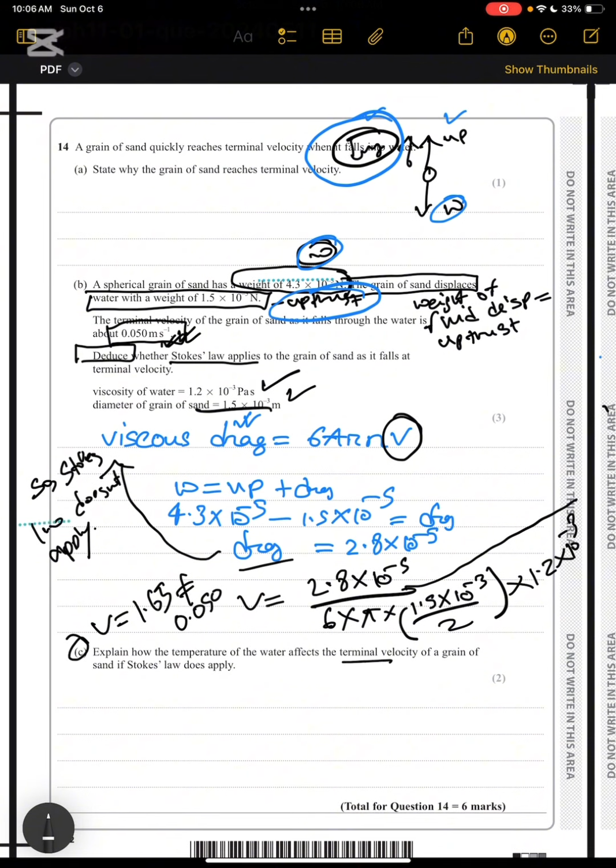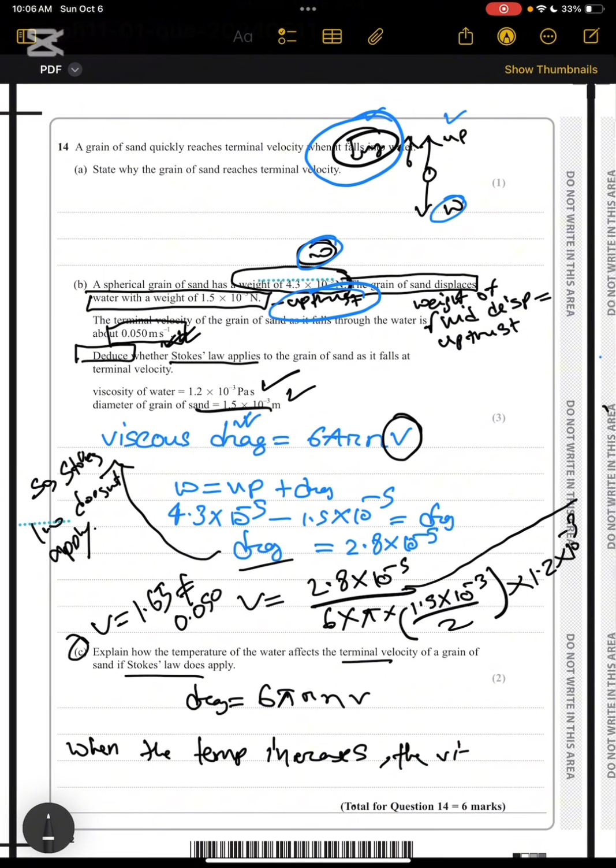And moving forward to question C, they have said explain why the temperature of the water affects the terminal velocity if Stokes law does apply. So we all know drag is equal to 6 pi r eta v. So when the temperature increases, the viscosity decreases. So if this viscosity constant gets decreased, then this terminal velocity increases. If the viscosity decreases, the terminal velocity will increase because it has an inverse relationship.